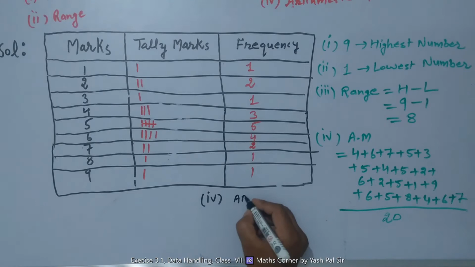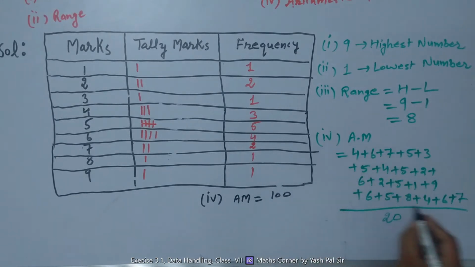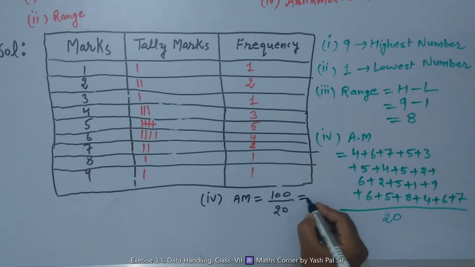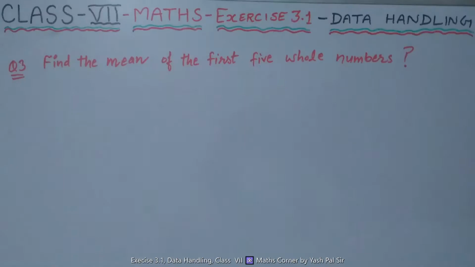The sum is 100. Divide by 20. 100 divided by 20 is 5. What is 5? 5 is the arithmetic mean. So this is the answer of the fourth part. Okay. Now coming to question number 3.